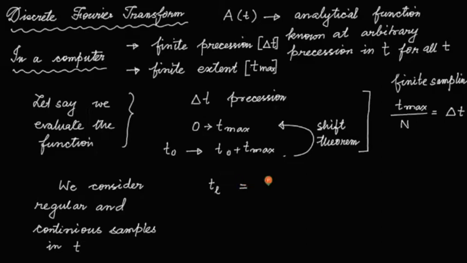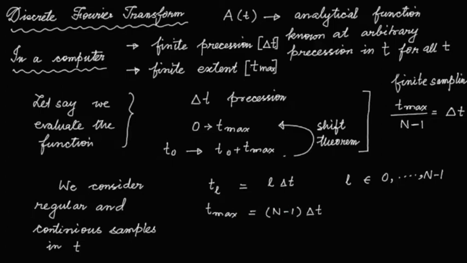L times delta T, and L belongs to 0 to, so I have n samples, so if I include 0, this is n minus 1. So what I am sampling is at 0, then delta T, then 2 delta T, up to n minus 1 into delta T. So your T max is n minus 1 into delta T. That is just to include 0.